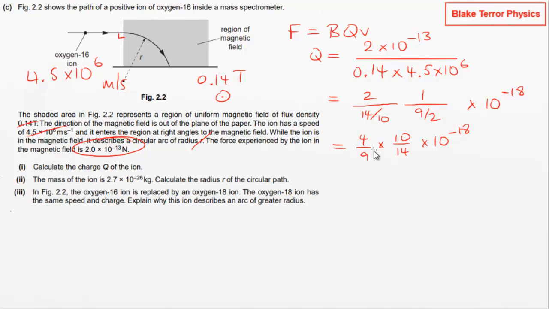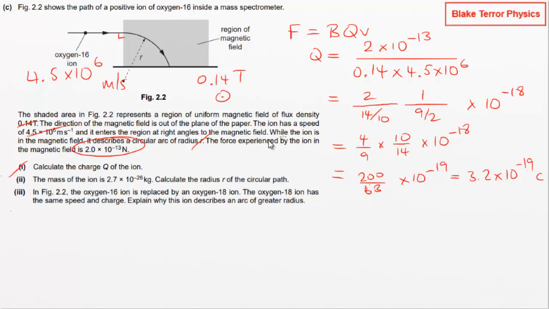Well, I can get rid of a 2 in these and make that 5 over 7. So 20 over 63, we'll make it 200 over 63 times 10 to the minus 19. Well, that's clearly going to be twice the charge on the electron. So 3.2 times 10 to the minus 19 coulombs. I mean, it has to go up in basic electronic charge.